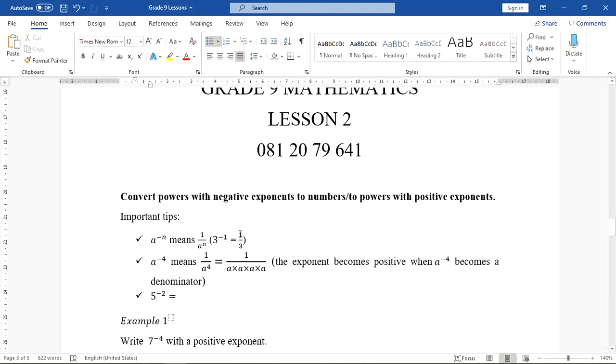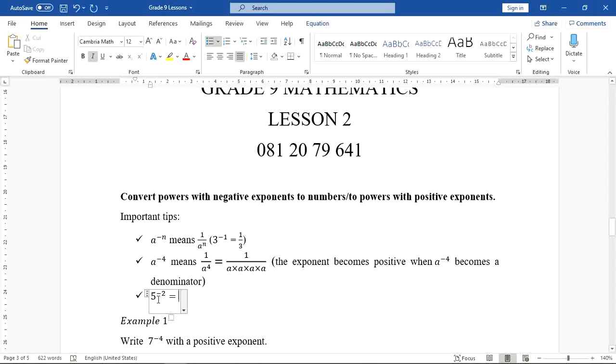This 1, where is it coming from? So let's say we have a exponent negative 4. That means it's 1 over a exponent positive 4. So the exponent becomes positive when this becomes a denominator. But that hasn't answered our question. Where is this 1 coming from?